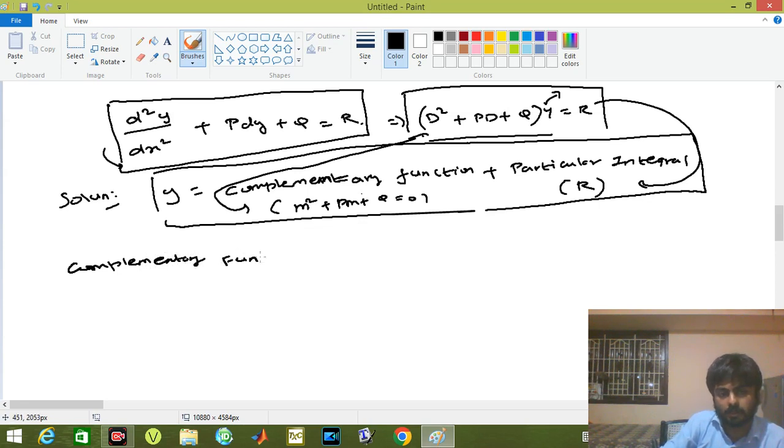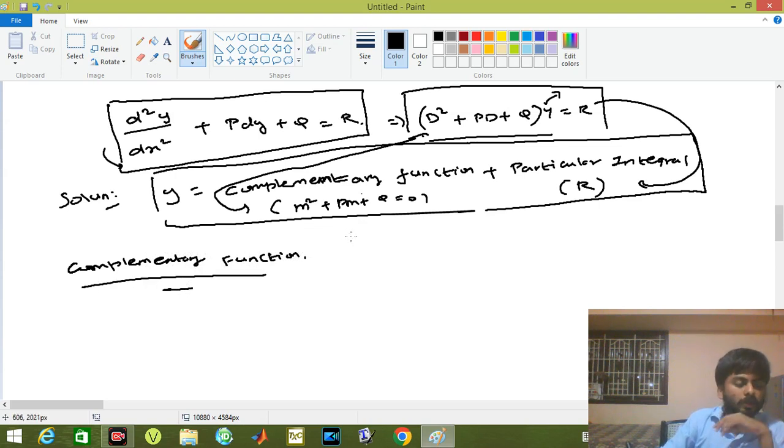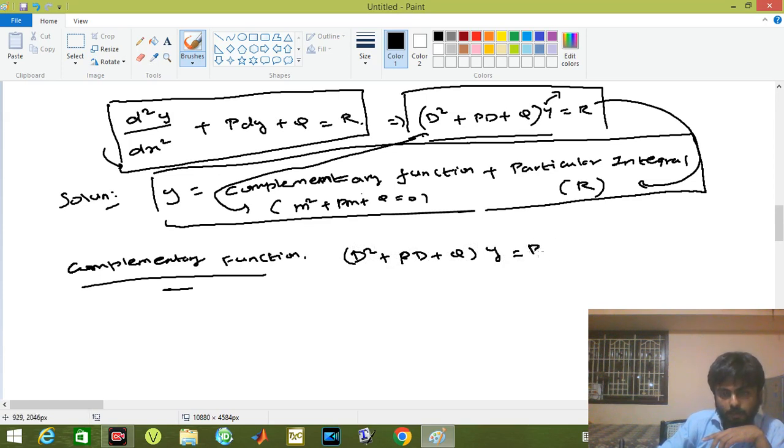Complementary function. So when you take a quadratic equation, that is (D square plus pD plus q) of y equal to r, you have to first write the auxiliary equation. You have to write the auxiliary equation.